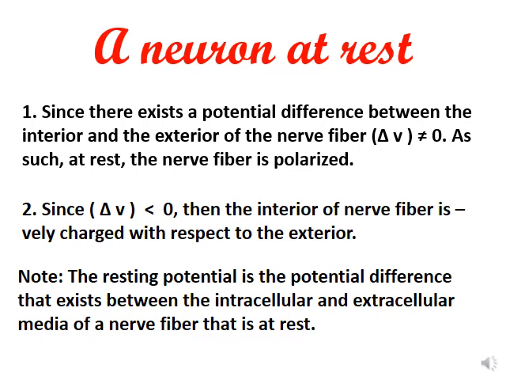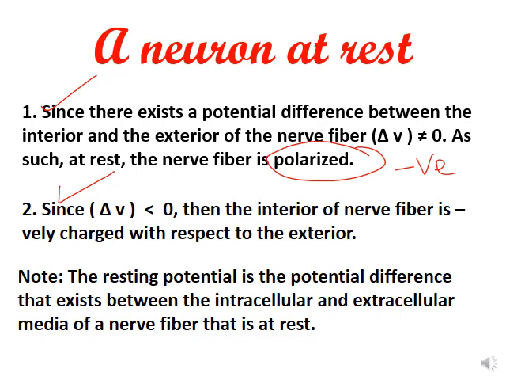This is because when we place the needles of the voltmeter, one on the internal side and the second on the external side, in the interior and the exterior of the nerve fiber, delta V deviates from 0 toward minus 70 millivolts. So the nerve fiber at rest is said to be polarized, meaning that it's negatively charged. Since delta V is less than 0, the interior of the nerve fiber is negatively charged with respect to the exterior. These are the first two conclusions.